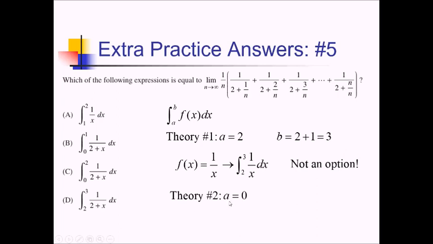So in this case, if a is 0, that would mean b would have to be 0 plus 1, or simply 1. And then the function itself would have to be 1 over 2 plus x. Well, that would give us the integral from 0 to 1 of 1 over 2 plus x dx, which we do have an answer choice for, and that's going to be answer choice B.